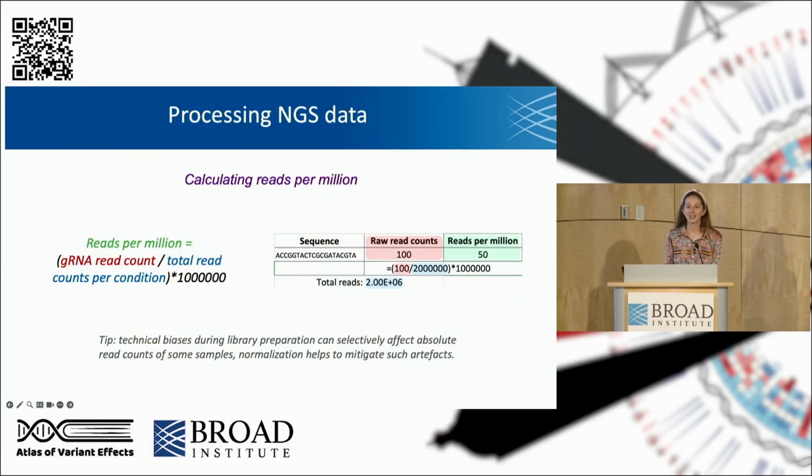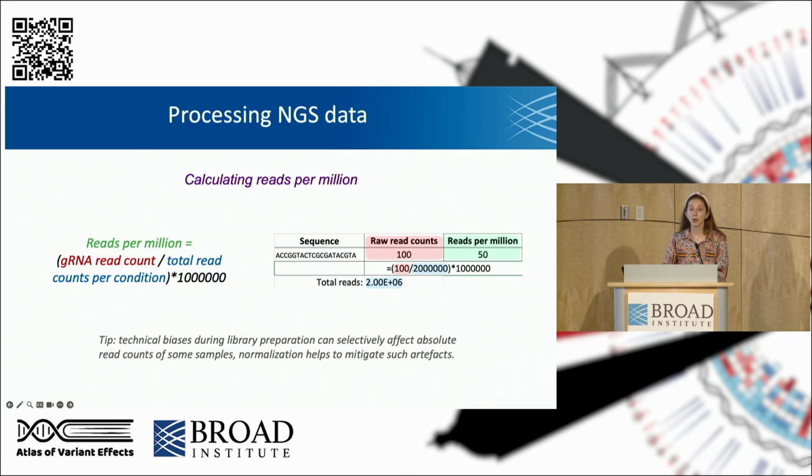After reads are back from sequencing and demultiplexed, and we ensure that the sequencing data is good, it is time to do the analysis. So the first thing that we need to do is to normalize the raw read counts for each guide RNA to values per million.